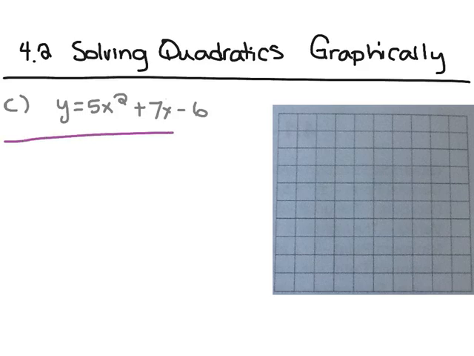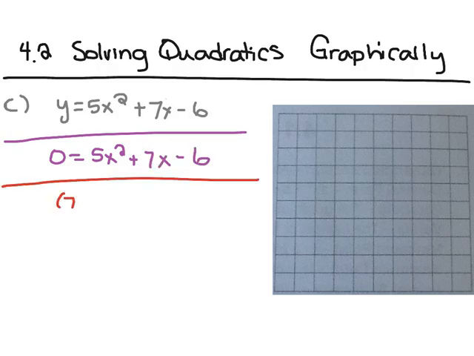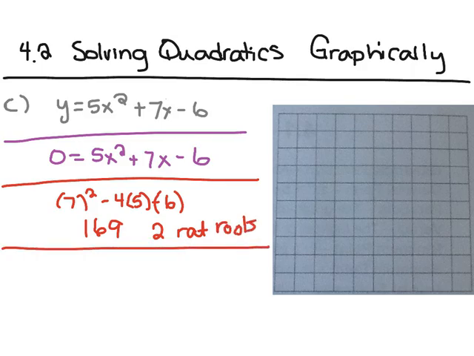To write this as an equation, we're going to write 0 equals 5x squared plus 7x minus 6. To find the discriminant, it'll be 7 squared minus 4 times 5 times negative 6. And if you solve this down, you get 169, which means you have two rational roots because it's the square of 13. Because we have two rational roots, we know we can factor. So we need two numbers that add up to 7 and multiply to get negative 30. So our numbers are 10 and negative 3.